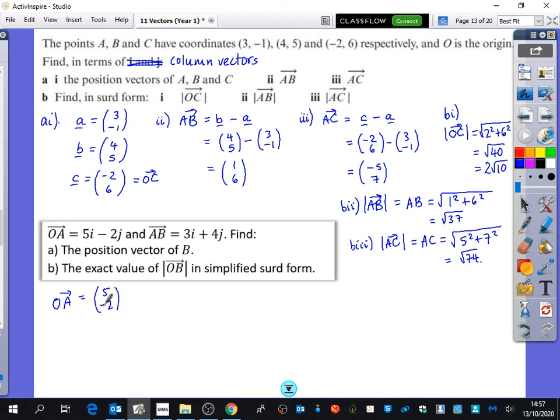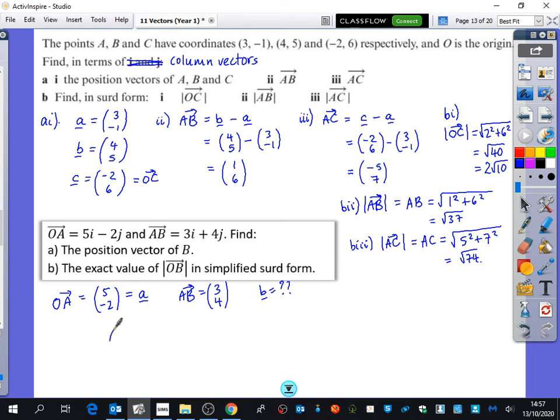How do we sometimes write OA in a different way, though? How else could I write OA with the arrow on the top? The position vector of A. Just A, like this. Because this is telling you how you get from the origin to A. And they've also told us that AB is equal to 3, 4. And we want to find out, what's the position vector of B?